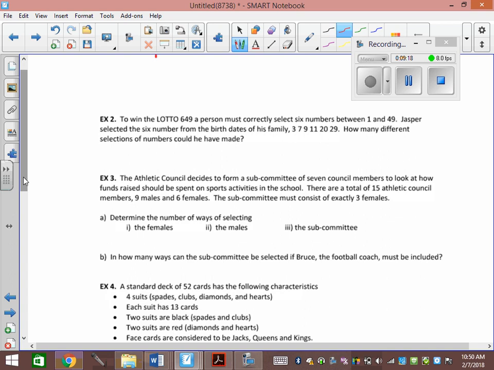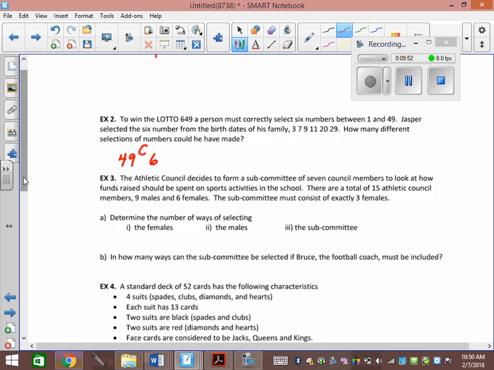So Jasper selected the 6 numbers from the birth dates of his family: 3, 7, 9, 11, 20, 29. How many different selections of numbers could he have made? Does the order in which those come out matter? No. So it's what? Permutation or combination? Combination, because the order doesn't matter, right? They come out. If you have it, yay. If you don't, ugh. So it's going to be 49 choose 6. So do that into your calculator. Go 49C6.